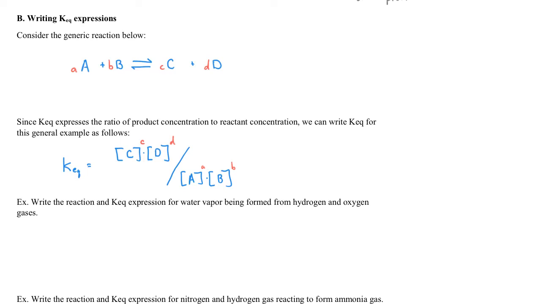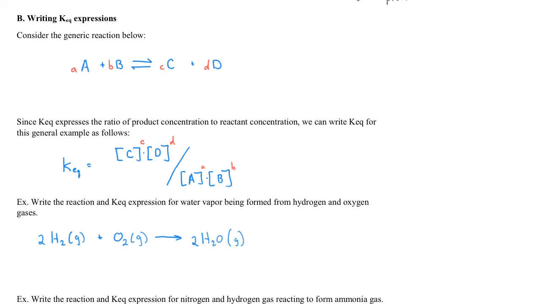So let's try and apply that. We're going to write the KEQ expression for water vapor being formed from hydrogen gas and oxygen gas. So let's just first start out with the reaction. We've got hydrogen gas, which is H2, and we've got oxygen gas, also diatomic, so O2. And then our forward arrow will go to water, and let's keep it as a gas. And then the coefficients need to be balanced, so that has 2 to make oxygen even, and then we need 4 total hydrogens, so that's our balanced equation.